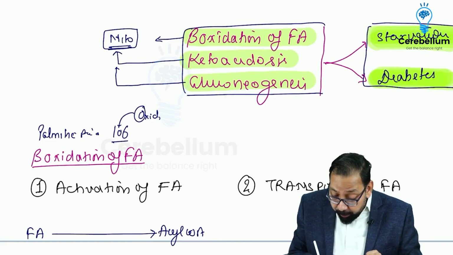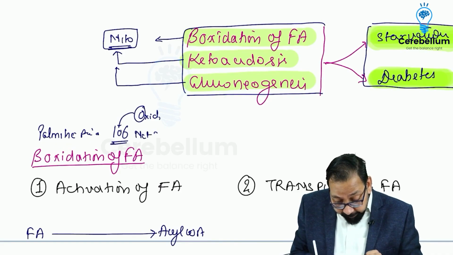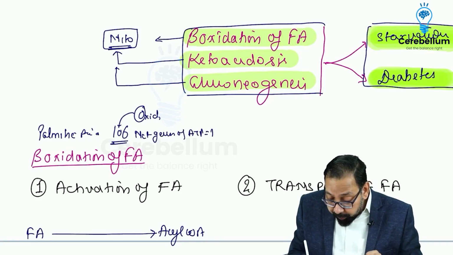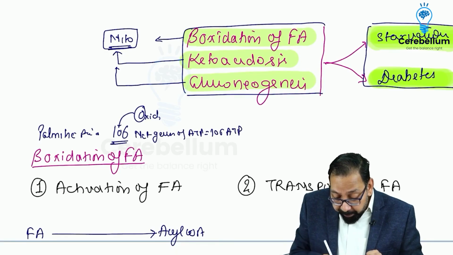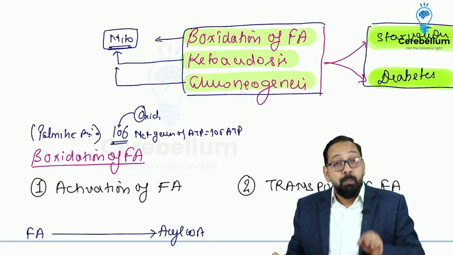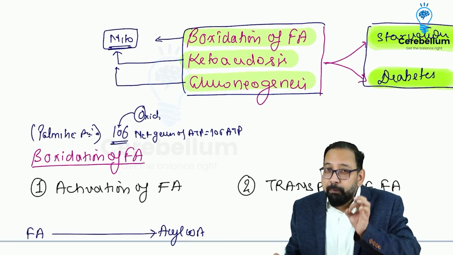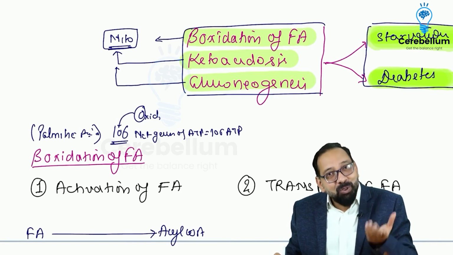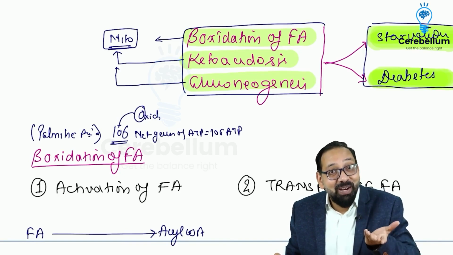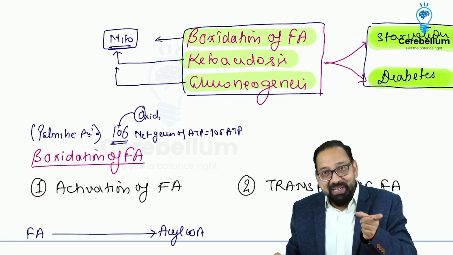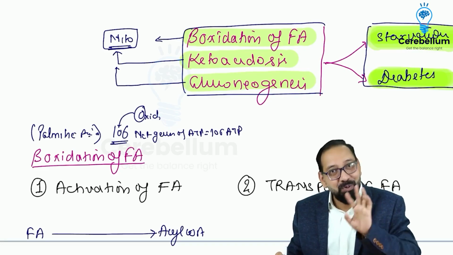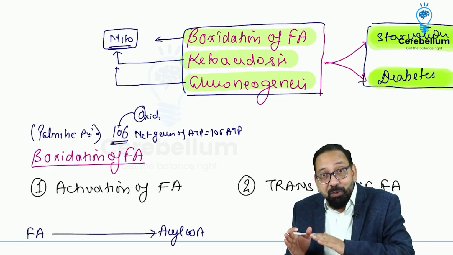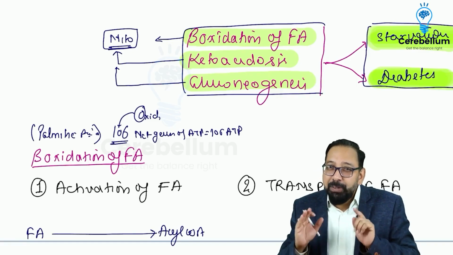So net gain of ATP: 106 ATP from palmitic acid. First question, the most common fatty acid which is oxidized by beta oxidation is palmitic acid. And the most common fatty acid which is synthesized is again palmitic acid. So palmitic acid is synthesized and oxidized most commonly. Palmitic acid will be oxidized in mitochondria and the net gain would be 106 ATP.